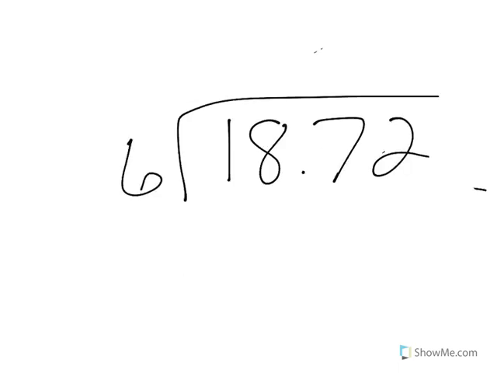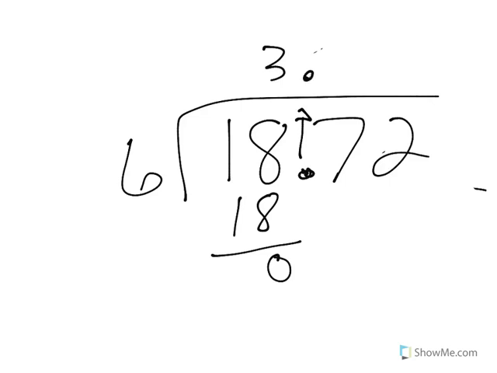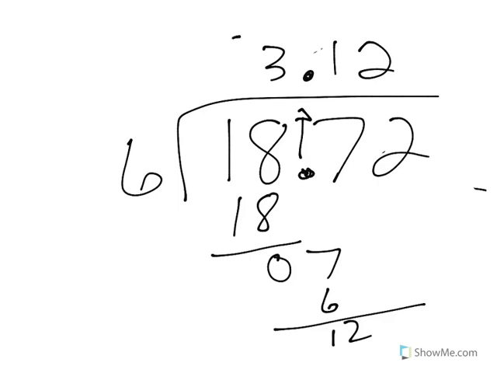We're going to write 18.72 divided by 6. So we're just going to do exactly as we normally would. 6 does not go into 1, but it goes into 18 3 times. So 6 times 3 is 18, which leaves you 0. Now we get to our decimal, so we have to carry it up. And we drop the 7. 6 goes into 7 one time, which is 6. So we use this as 1. Drop the 2. 6 goes into 12 twice. So our answer would be $3.12.